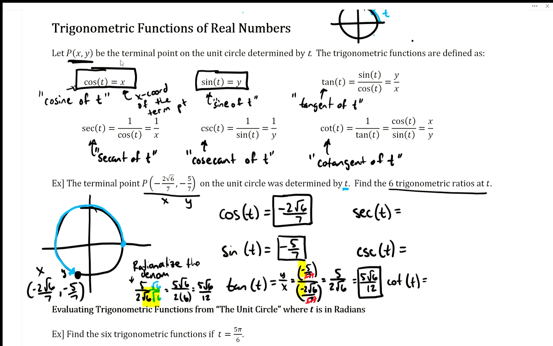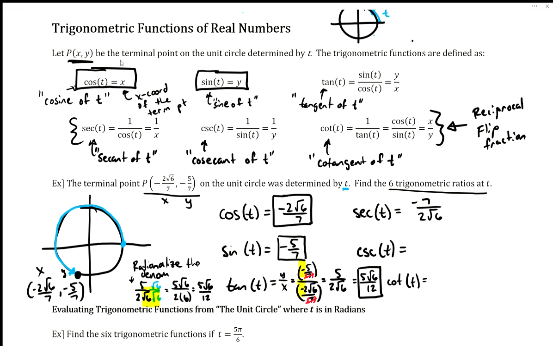Okay, and then now the easiest way to get these other three. Okay, so they're reciprocals. So let's add that one little note right here. So these three functions, those three functions are reciprocal functions, which means all we really are doing is flipping. So remember, reciprocals is to flip the fraction. So that means the secant of t is the flipped answer of cosine of t. So it's saying put the 7 in the numerator and the 2 radical 6 in the denominator. And then it was negative, so keep it negative.